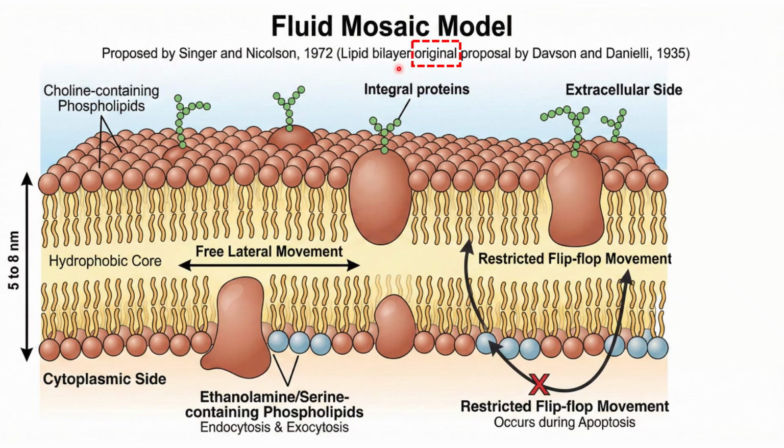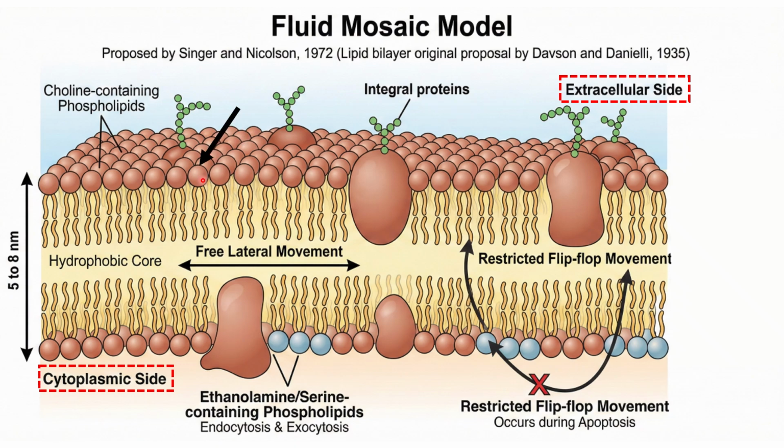The first thought was that the plasma membrane was just a lipid bilayer, which was originally proposed by Davson and Danielli in 1935. Then later, the fluid mosaic model was proposed by Singer and Nicolson in 1972. According to this model, every membrane has two sides. One is the extracellular side, that is the side facing outside, and the other is the cytoplasmic side, that is the inner side. And as you already know, it is made up of carbohydrates, phospholipids, and certain proteins.